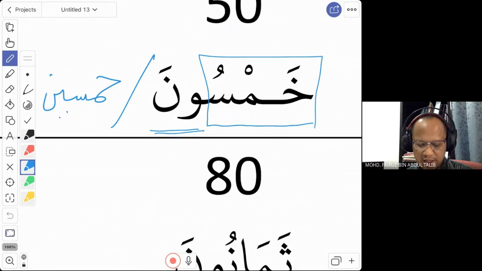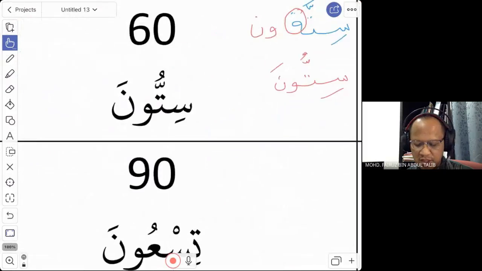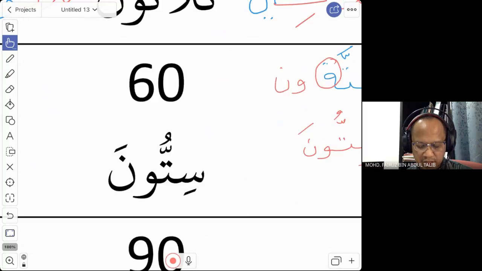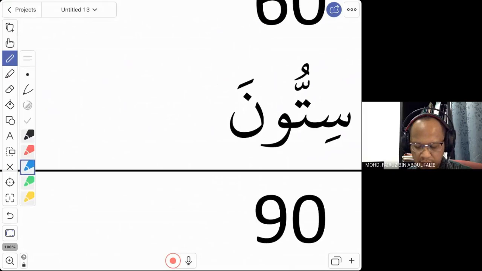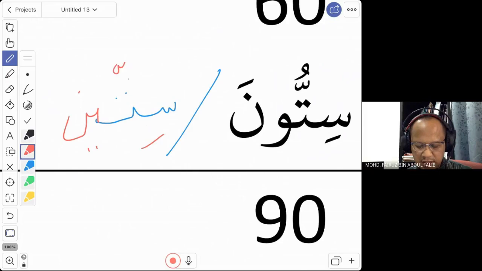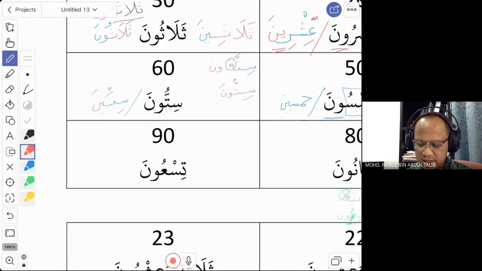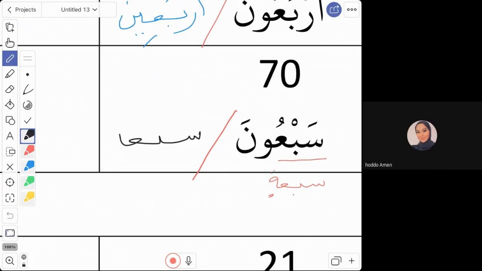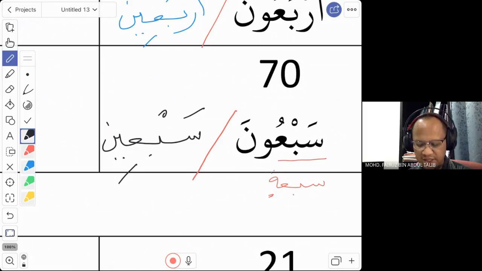So this is until the end of the numbers. Sittun becomes sittin. You just put ya and nun instead of waw and nun. Just copy the same letters, but remove the waw and replace it with a ya. Sittina, 60. Sittun, sittin. Sab'un, 70, becomes sab'in. سبعين. Sab'in. Sab'un, sab'in, 70.